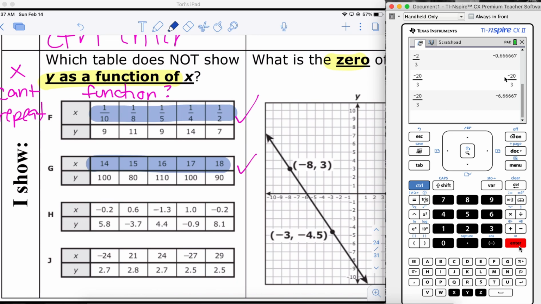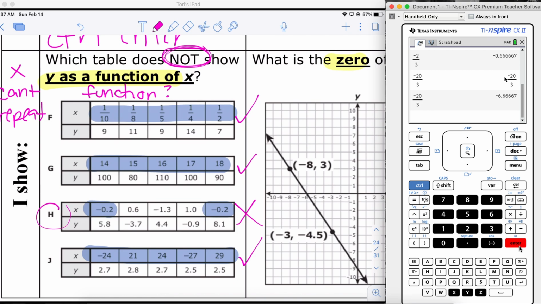If I look at this one, these two are the same. He is not a function. I'm going to double check the last one. These are all different. Positive 24, negative 24 are different numbers. So this one is a function. The question said which one is not a function, so my answer is H.